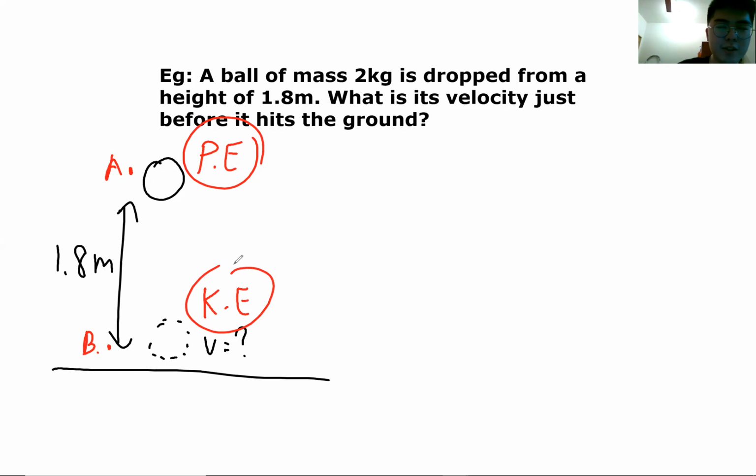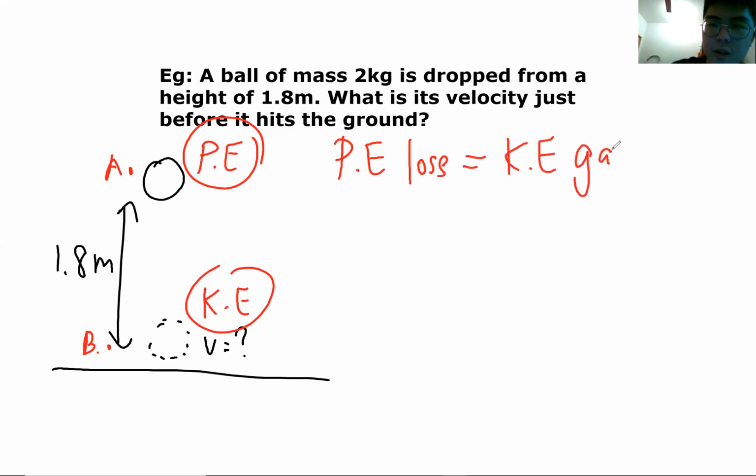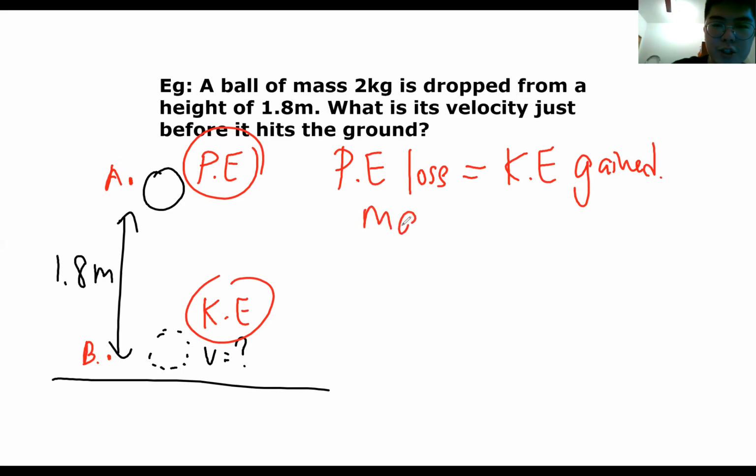Right? We discussed this just now. So the potential energy loss will be equal to the kinetic energy gain. How do you calculate the potential energy? mgh equals the kinetic energy, half mv squared. Since the mass is given here, I can just put all the values in.